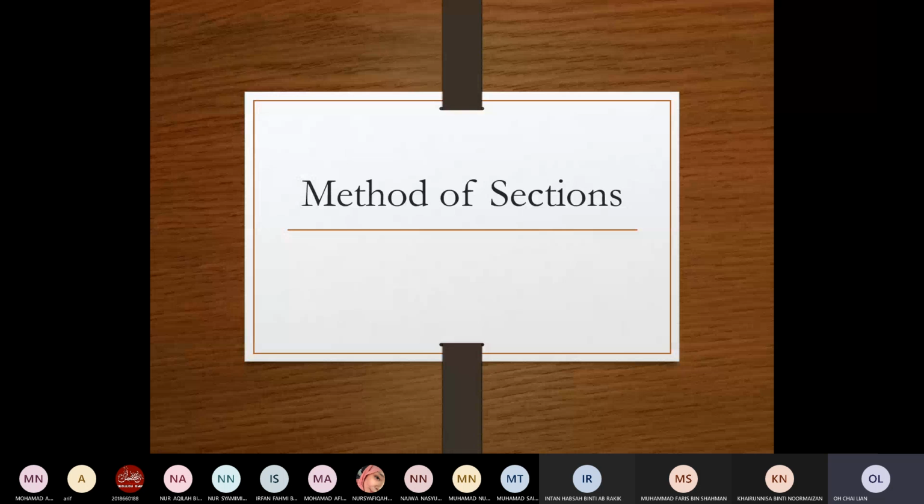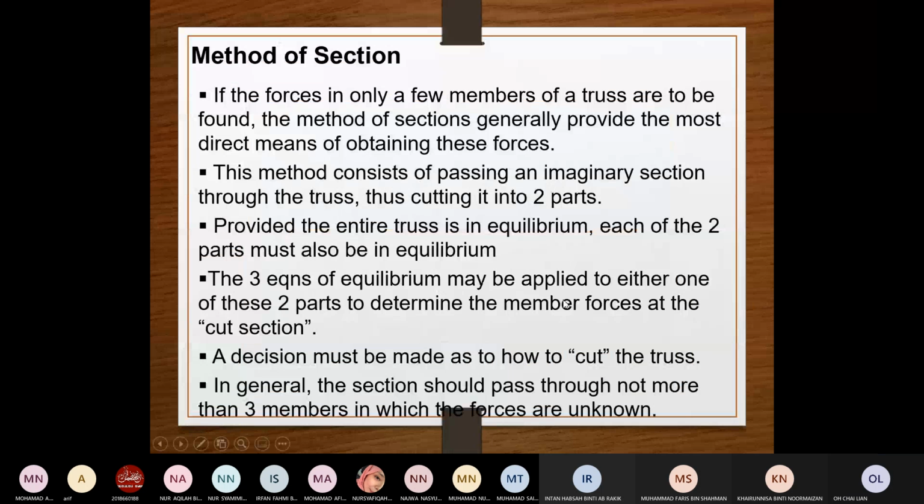this method of sections. If you look at the word section, it means that we are going to cut a section from this given structure. Okay, so let's have a look. This is some description of the method of sections. Maybe we can highlight the important points or information here.